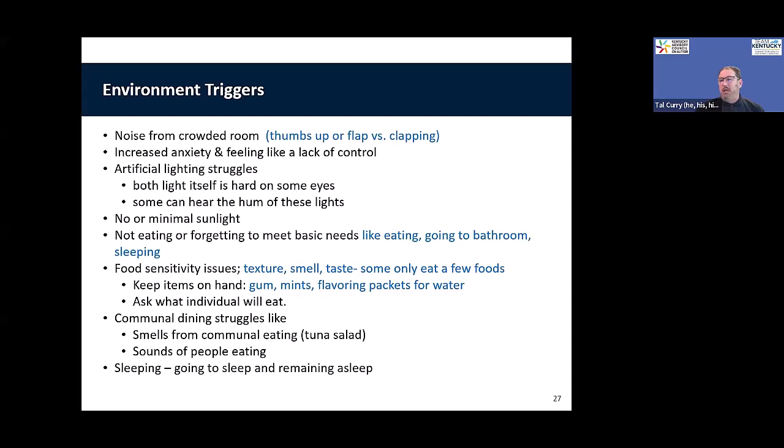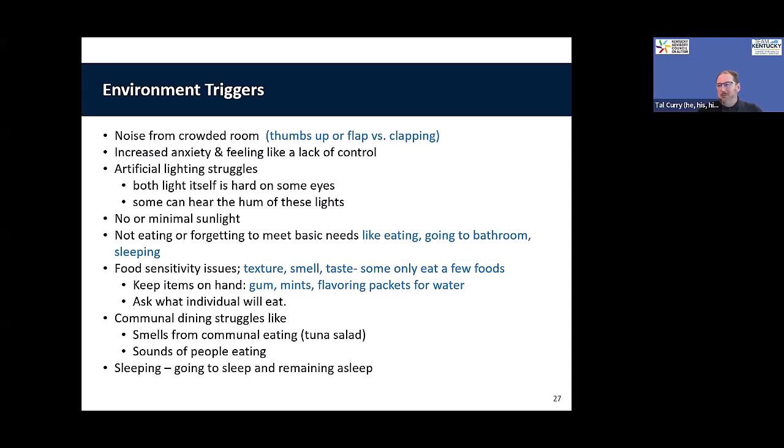Sometimes what I tell folks to keep on hand is gum, mints, flavoring packets for water. Certainly you can keep other snacks as well, but you want to think about things like some folks struggle from communal eating and being around certain smells.